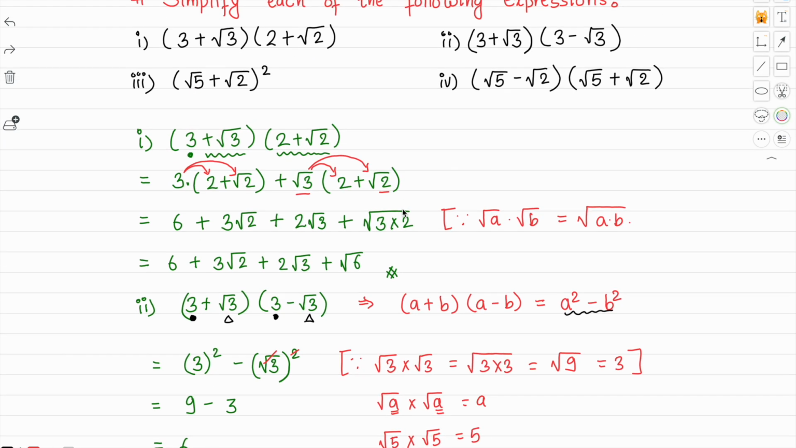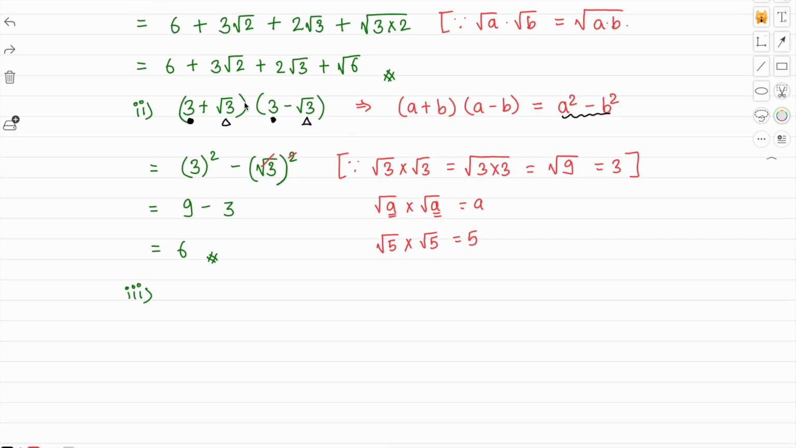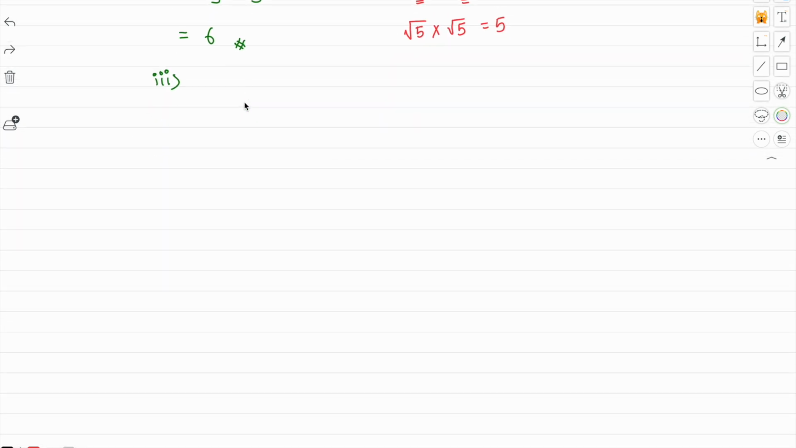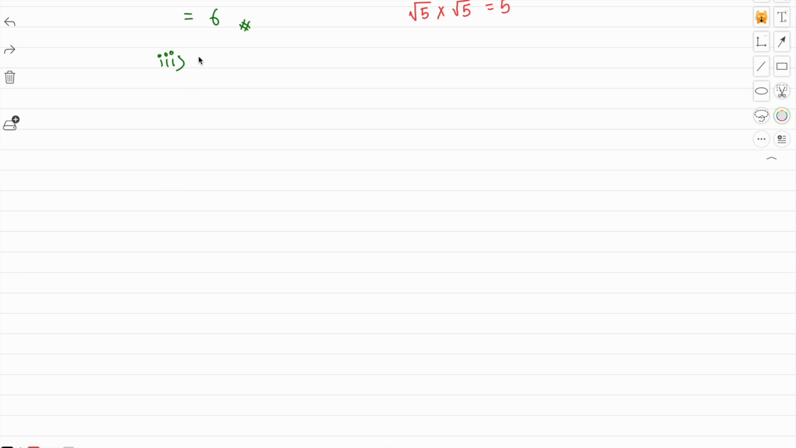Our third question was (√5 + √2) whole square, right? So let's copy the question first. So we have (√5 + √2) whole square. To solve this particular question, again, we need to know one particular formula. And that formula is the formula of (a + b) whole square, okay? This looks something like (a + b) whole square.